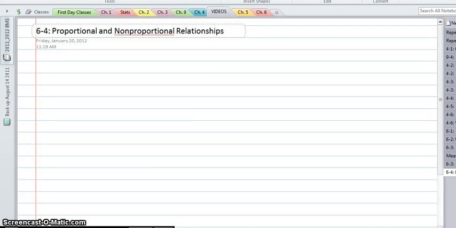Today we're going to talk about proportional and non-proportional relationships. We are also going to talk about how to write an equation in the form y equals kx from proportional relationships. Let's just talk about what it means to be proportional first.